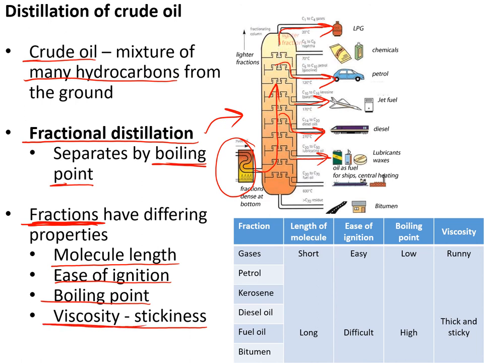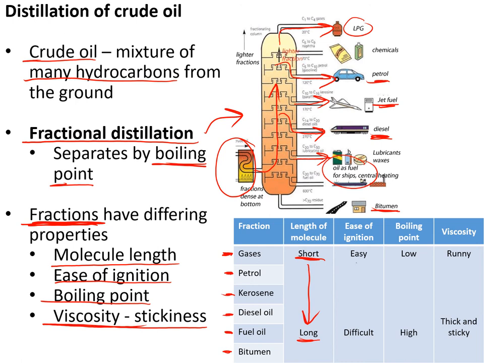Now, if we look at the fractions, their names, we've got gases, petrol, kerosene, diesel, fuel oil, and bitumen. And you can see that goes in order from top to bottom. So the gases come out of the top, then we have petrol, then we have kerosene, which is also known as jet fuel, then diesel, then fuel oil, and then the bitumen. Now, the gases at the top have the shortest molecules, the bitumen at the bottom has the longest molecules, so those molecules get longer as we go down the fractionating column.